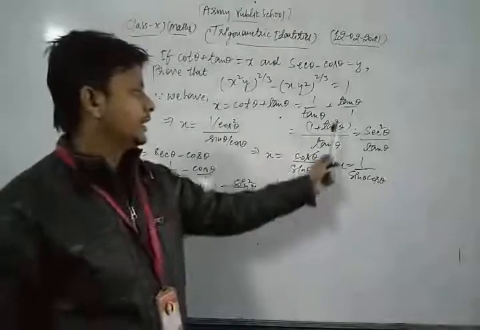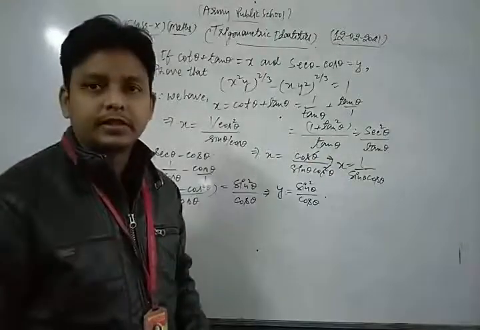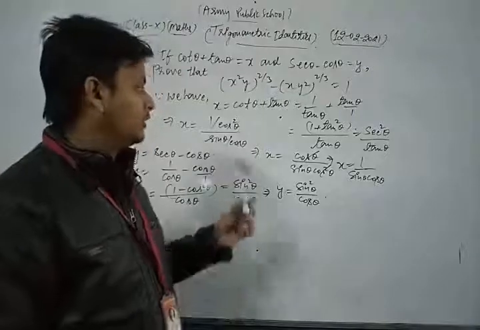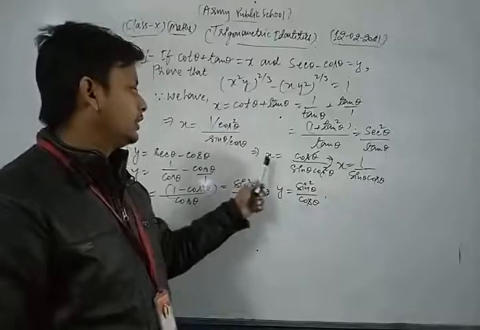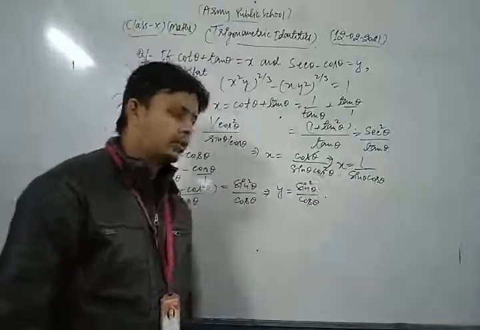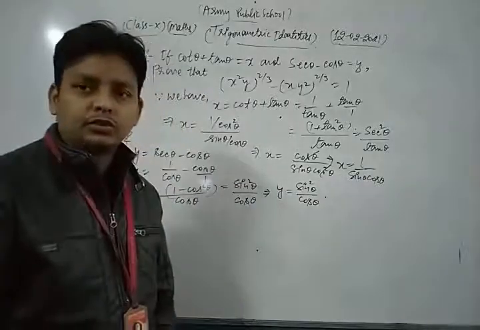Now we take their LCM, so we get what? sec square theta plus tan square theta. After that we convert it into sine and cosine. Then after simplifying them we get the value of x as 1 upon sin theta into cos theta.